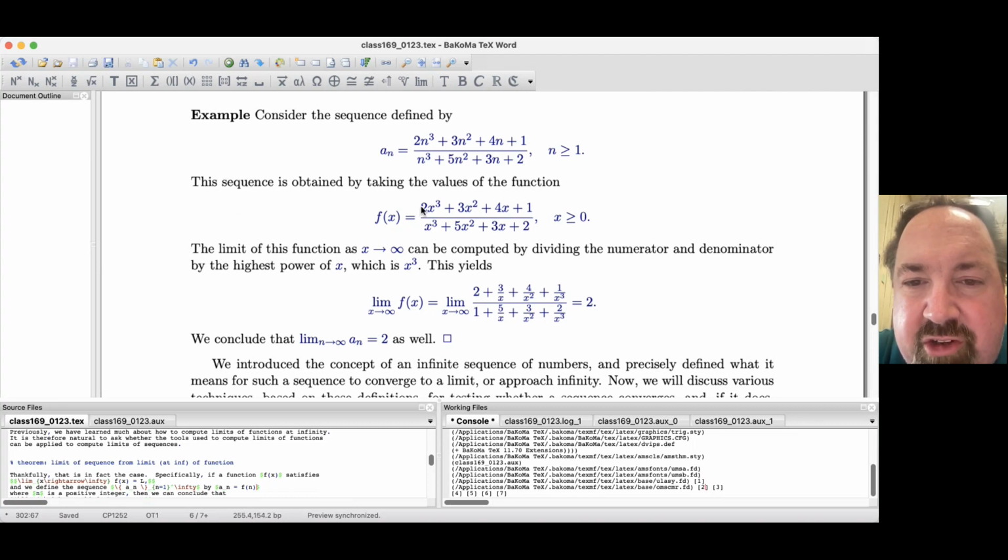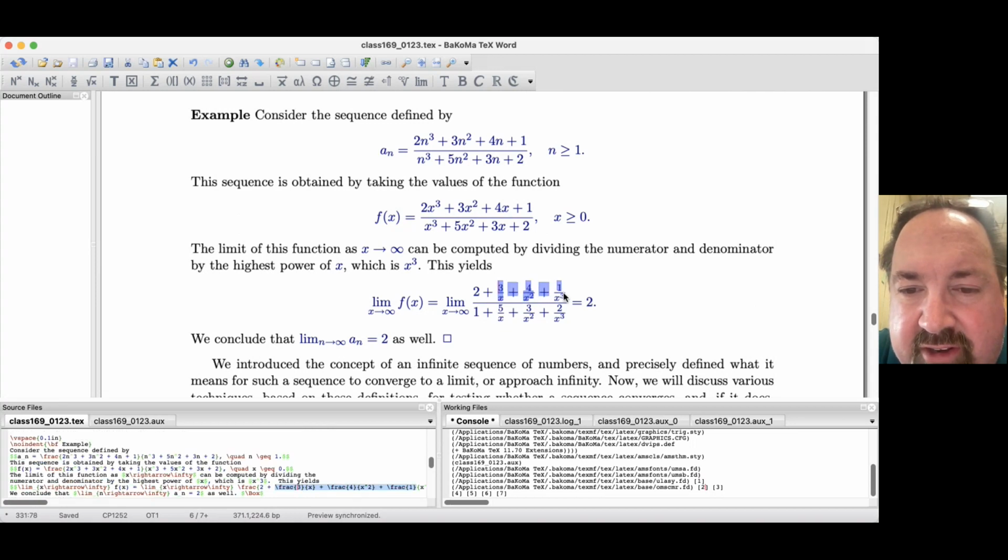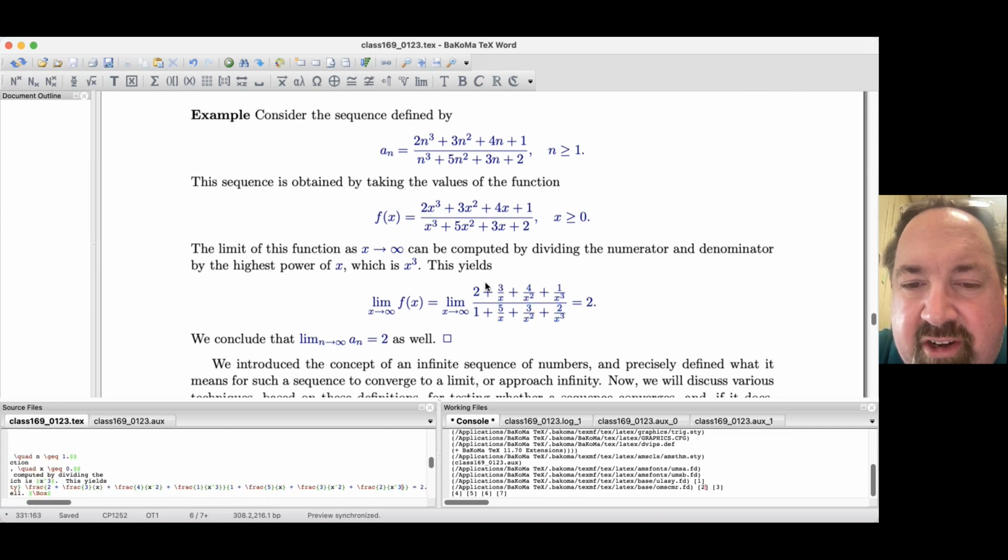So we have 2x cubed over x cubed gives us 2. 3x squared over x cubed is 3 over x, and so on. And all of these terms, as x goes to infinity, will go to 0, and all these terms also. And you're left with the coefficients of the leading terms. So whenever the degree of the top and the bottom is the same, the limit is just a ratio of the coefficients, 2 to 1. So in this case, the limit of a function, f of x, is 2. Therefore, the limit of a sequence is also 2.